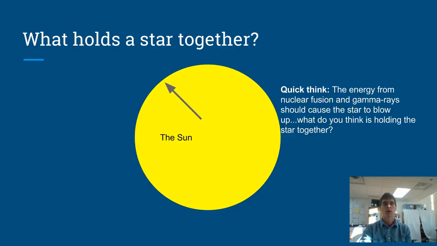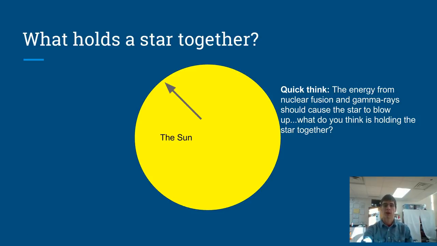All right, what holds a star together? This is a quick think, something you can think about on your own. If you think about the energy from nuclear fusion and these gamma rays getting released, tons and tons of energy, it's like an atom bomb going off at the center of the star. What's holding the star together? Why is it not just flying apart and exploding all the time? It's actually very stable. It's not changing in size. So what is causing that? I'll give you a moment to ponder that.